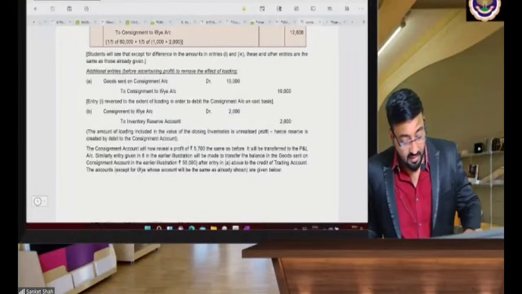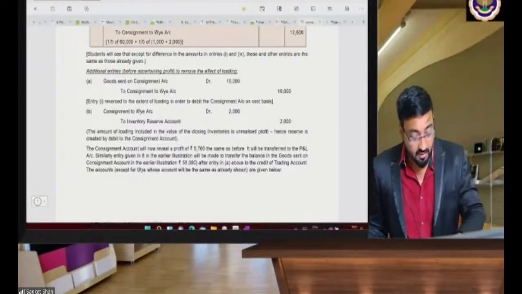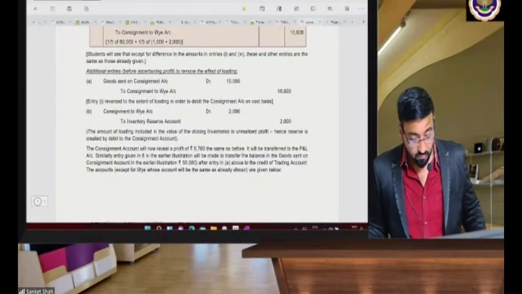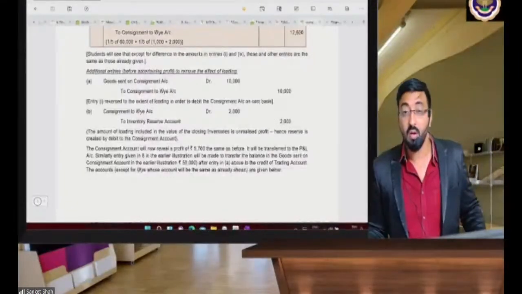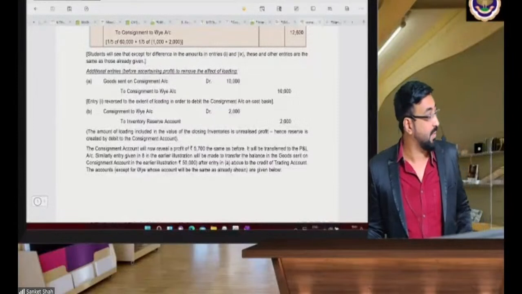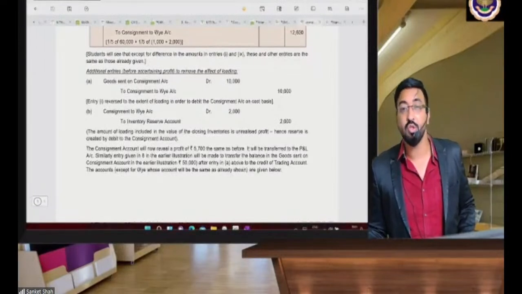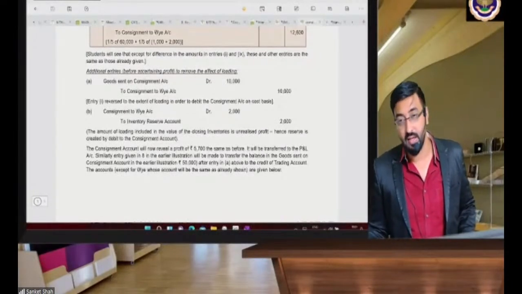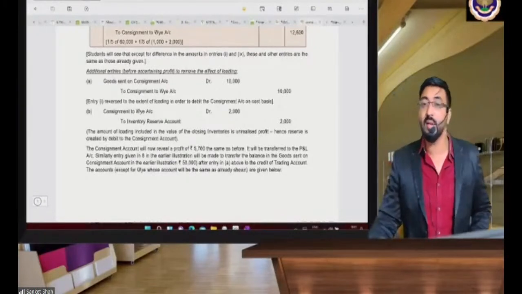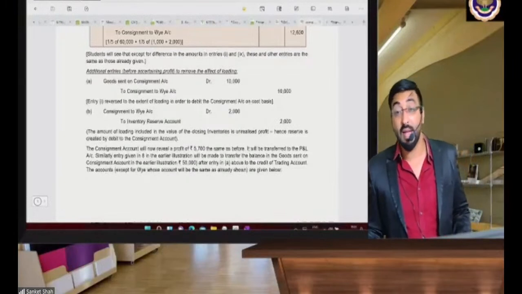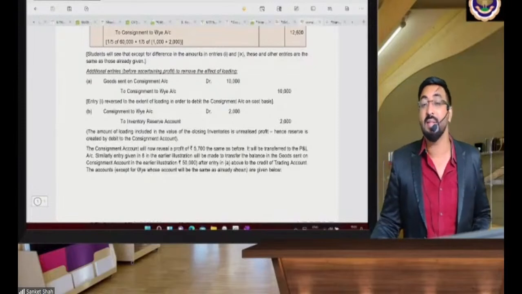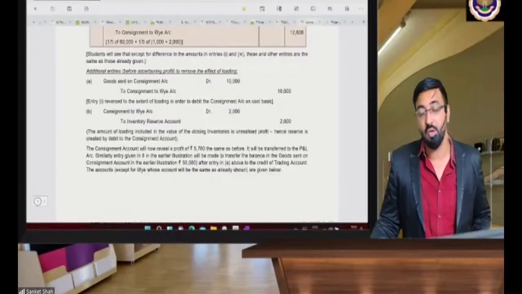Then the next entry: consignee incurred expenses. So consignment is debited, and you have to pay your consignee. So the consignee is our creditor. So consignment account debit to consignee. After that, the fourth entry is goods sold by consignee. Goods sold by consignee means the consignee is now your debtor, and sales is your income. So the consignment account is credited and the consignee is a debtor. So consignee account debit to consignment.